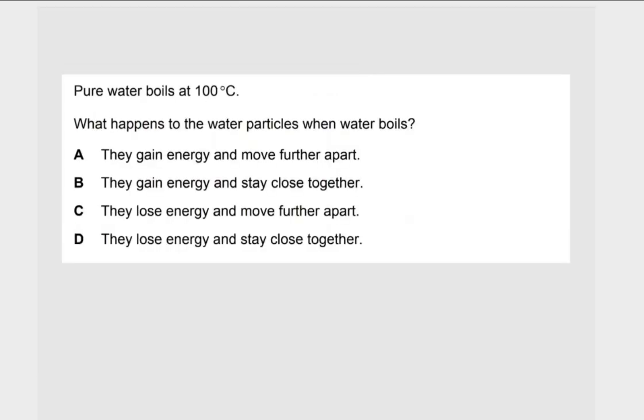Pure water boils at 100 degrees Celsius. What happens to the water particles when water boils? They gain energy and move further apart. That is correct. They gain energy and stay close together? No. They lose energy? They don't. So this is the answer.